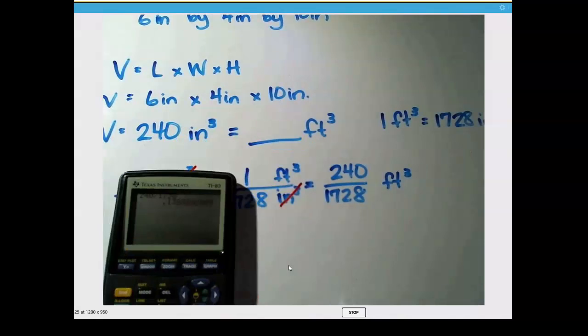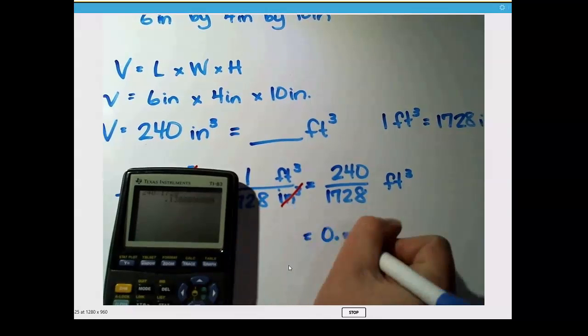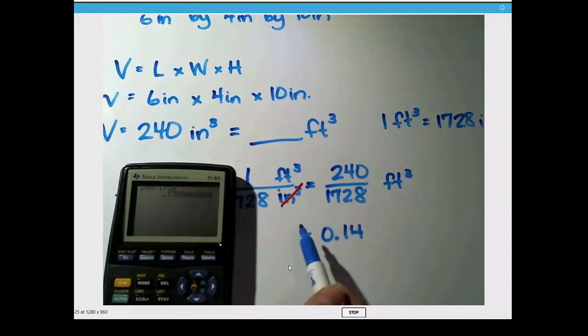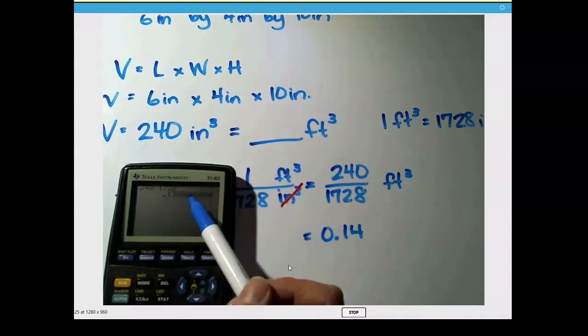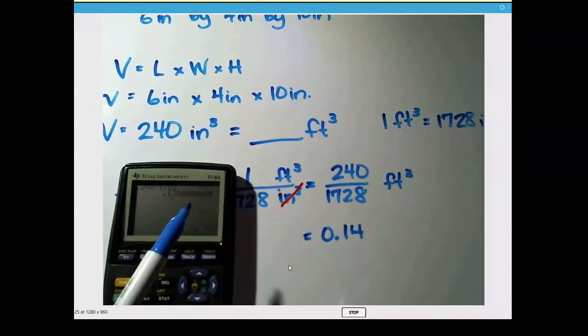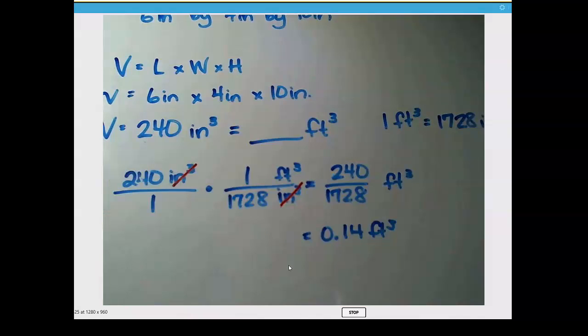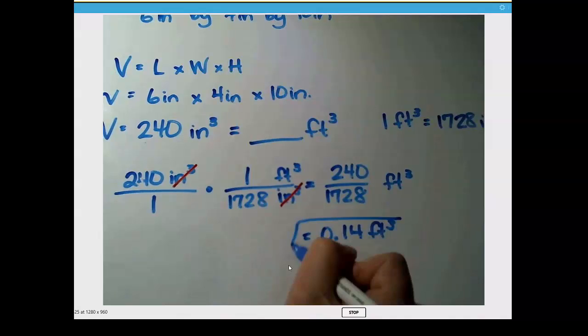And I got 240 divided by 1728. I got about 0.14. Looks like the 8 is repeating here on my screen, so I just rounded it off. It's about 0.14 cubic feet. Final answer.